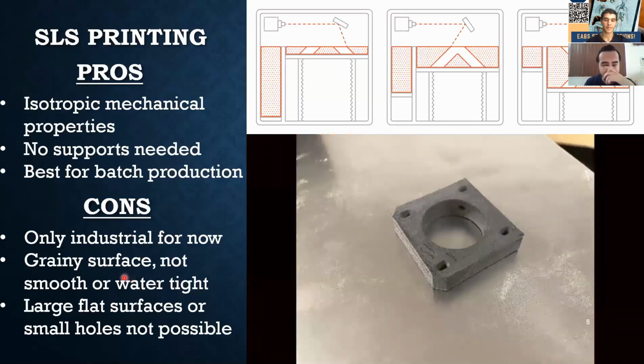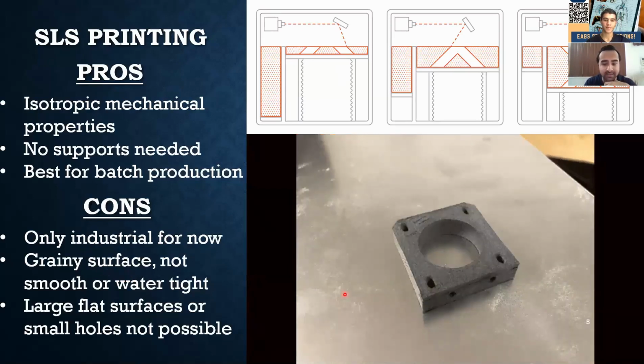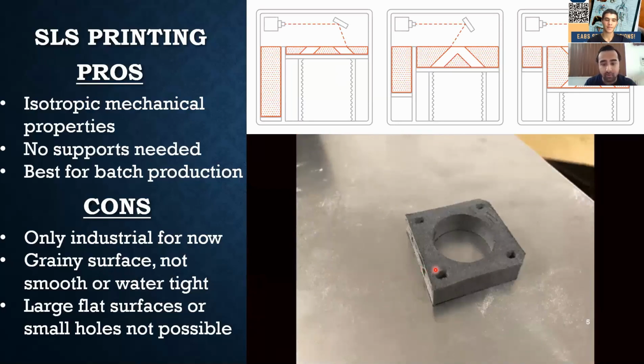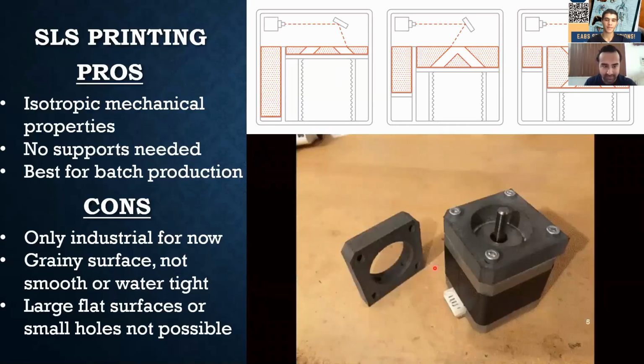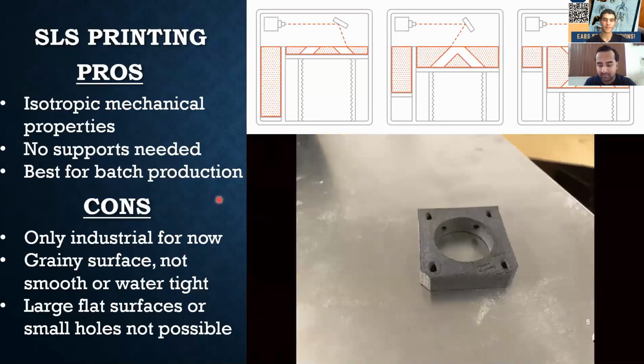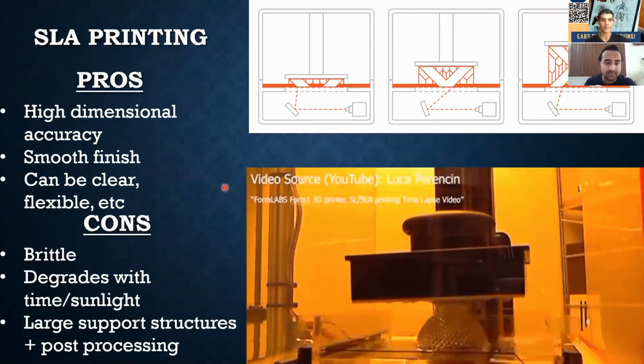And another con is you're not exactly able to get nice flat surfaces for these exact reasons, and very small holes aren't possible because naturally you're trying to fuse together small little beads of powder, so small features aren't exactly achievable. The second one is more popular.